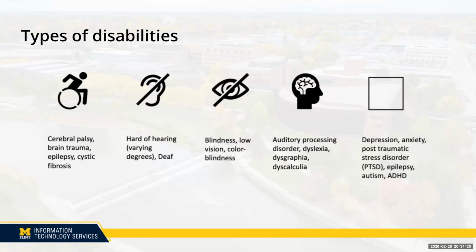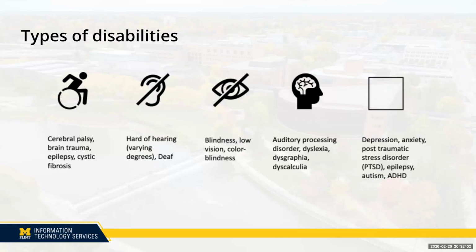There are various types of disabilities. We see visible disabilities if someone's in a wheelchair, maybe they're using crutches, any assistive devices. And then there are hearing impairments that have varying degrees. So someone could be completely deaf, partially deaf. Same with vision impairments. Someone could be completely blind or have low vision or color blindness.